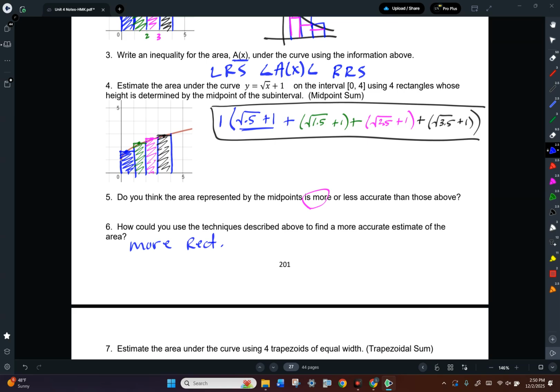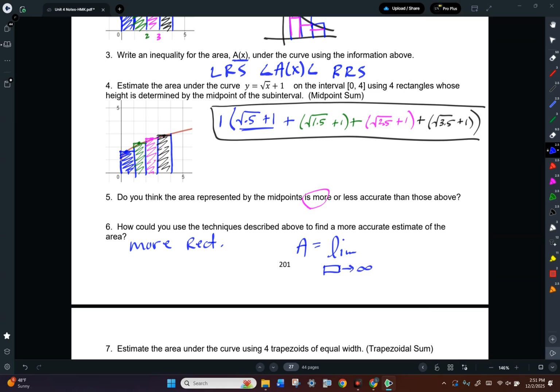Now, this is kind of a clunky way of writing it, but actually this is a limit. We could say the actual area would be the limit. Now, what kind of a limit? Well, I want more rectangles. How many more? As many as I can get. In fact, I want an infinite number of rectangles. So if my number of rectangles goes to infinity, I want an infinite number of rectangles.